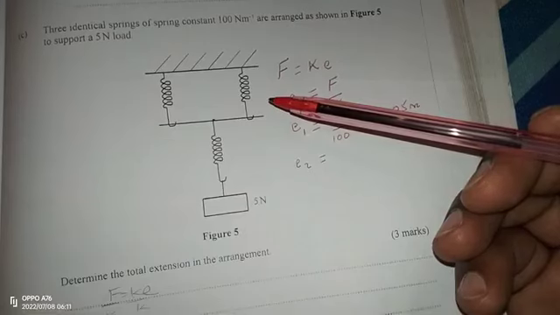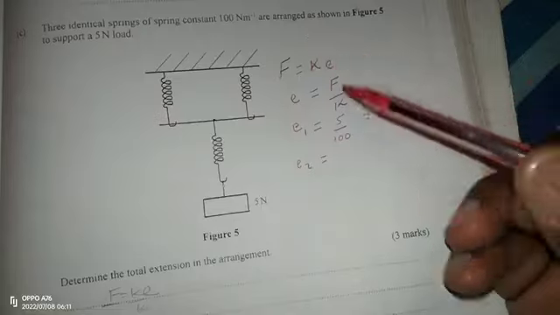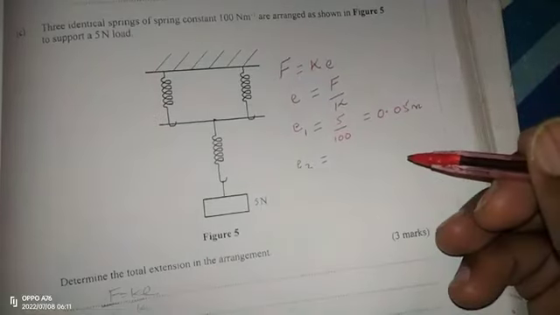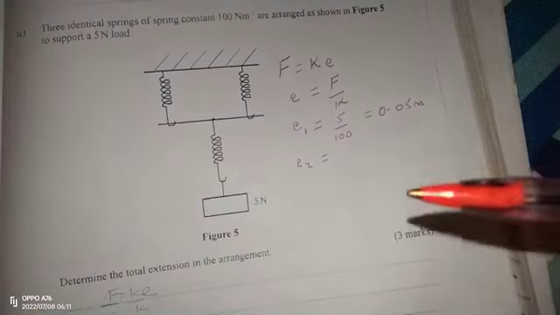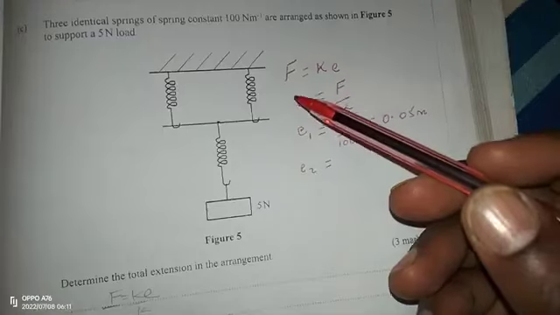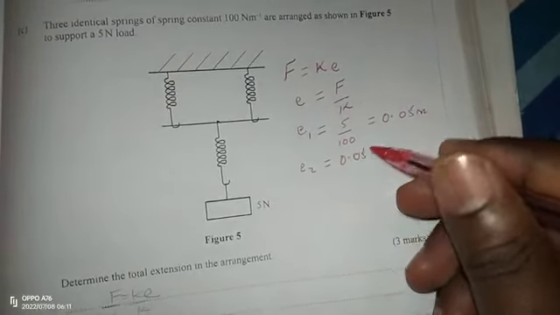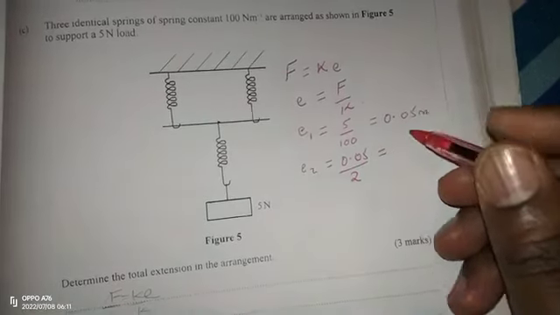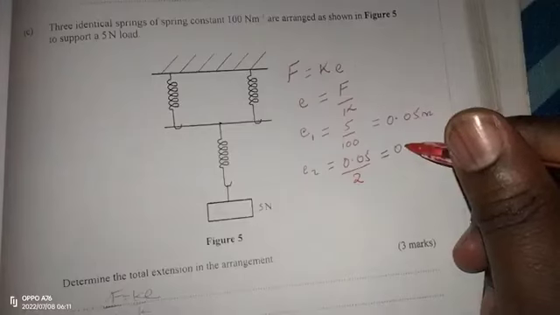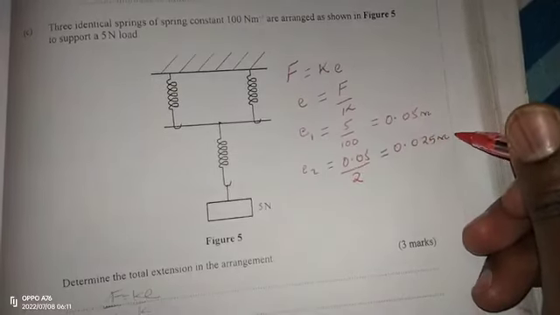Then in the second case, we can have a second extension whereby each spring is having an extension of 0.05, but because they are two in parallel, they are going to share this extension. Therefore, extension 2 is shared into two springs such that we have 0.05, but it has been shared by two springs. Therefore, in each spring, we will have 0.025 meters as the extension.